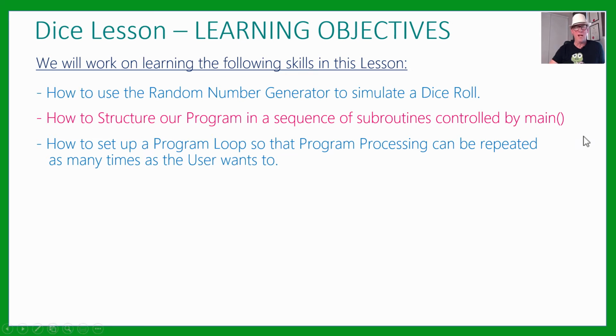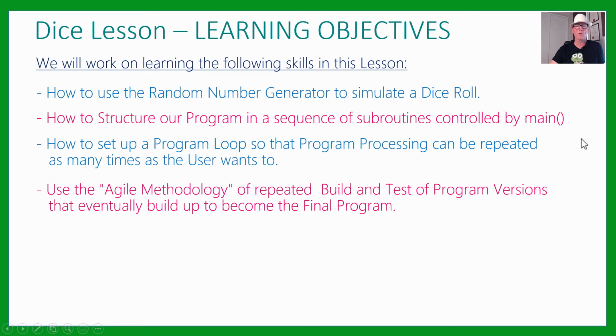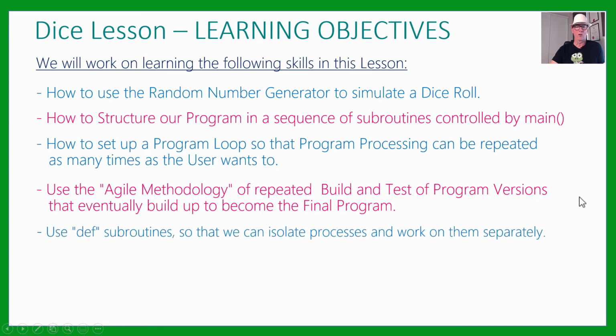So you notice they could keep saying yes, and we could keep rolling dice. That was just done with a little loop that we're going to set up. We haven't done one of those sort of loops before, but we've done lots of loops, so it should be okay. Of course, we'll be using the agile methodology as usual. We'll be using the def subroutines to isolate processes so that we can work on them separately.